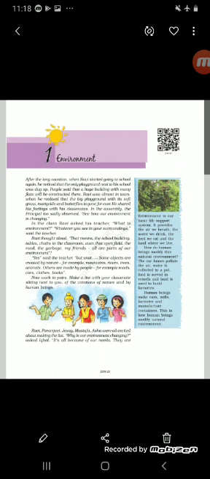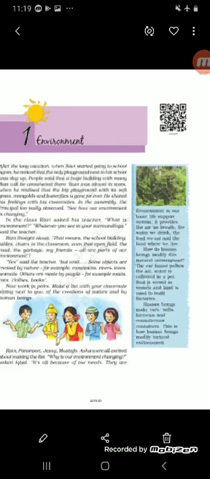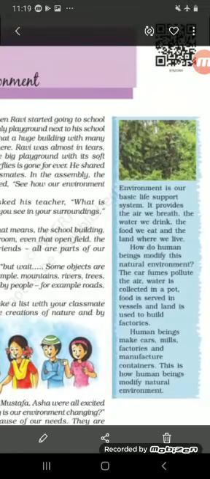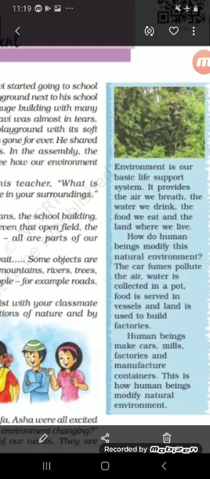Please look at the right side of the page, right side of the lesson. Environment is our basic life support system. It provides the air we breathe, the water we drink, the food we eat, and the land where we live. We get air, water, food, land, everything from environment. So it is our basic life support system. Okay, we cannot imagine our life without environment.